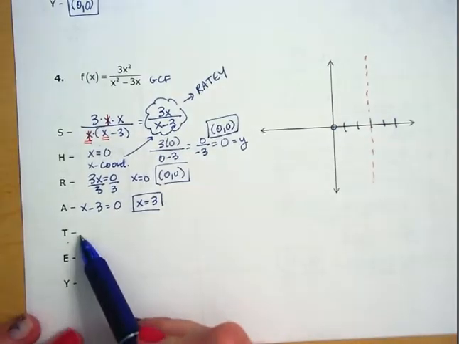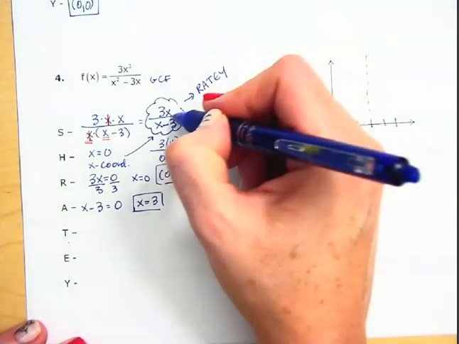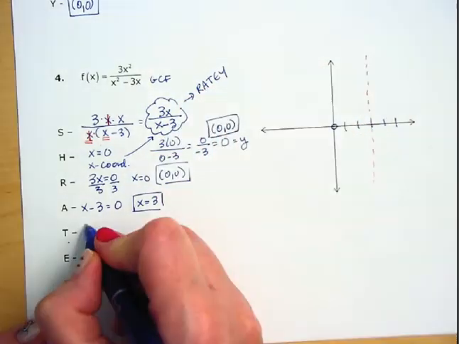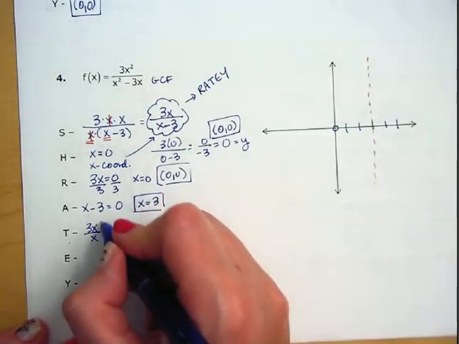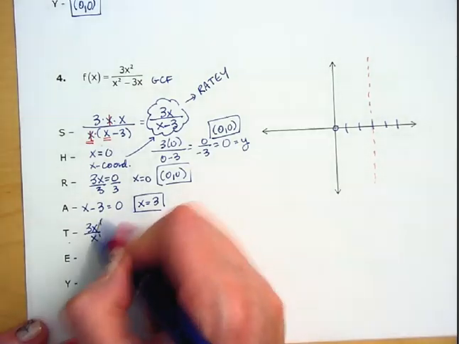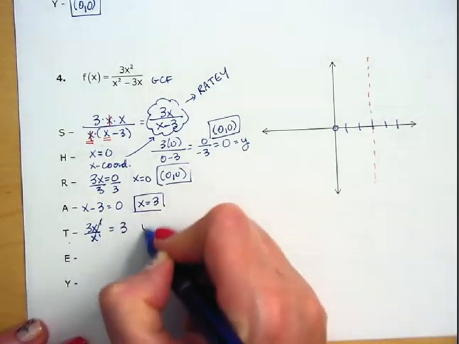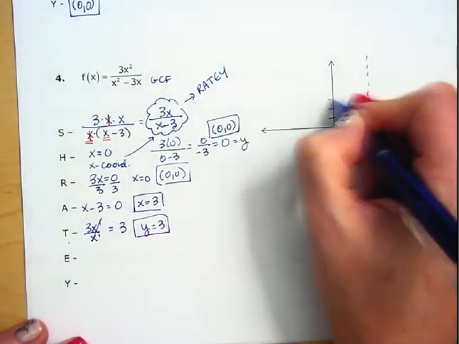For tangent over together, we're going back to our simplified version. We're looking at the leading terms and comparing them together. This is a balanced situation because they both have exponents that are identical. Those cancel, leaving me 3. So that is my horizontal asymptote.